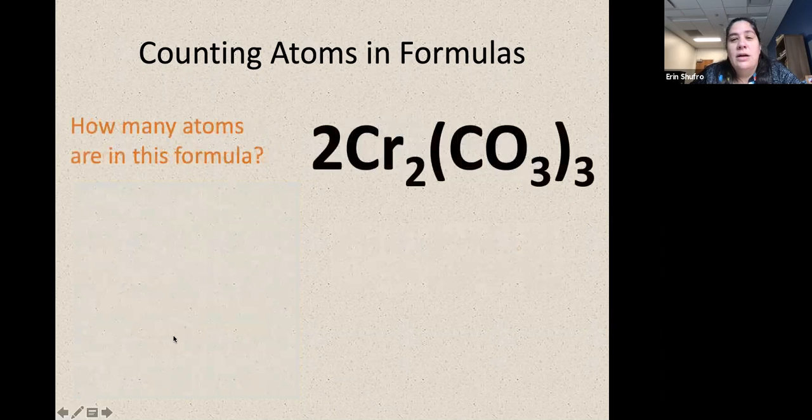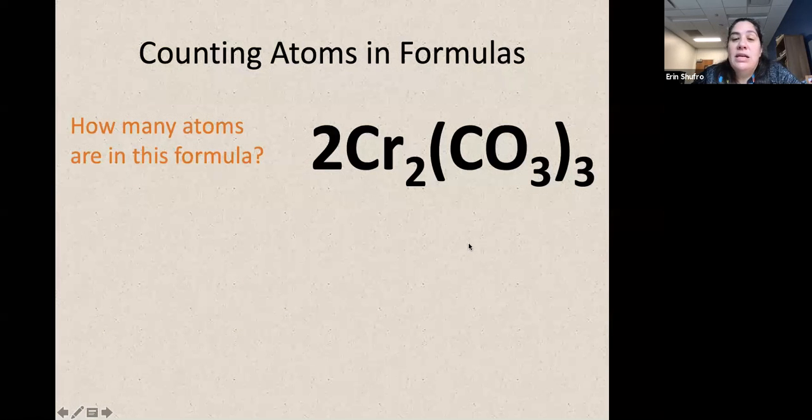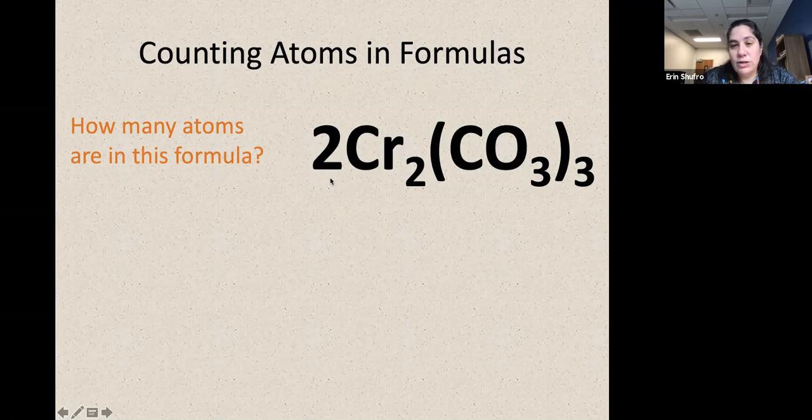All right. So tell me 2 things. First, how many atoms are in one molecule of this? Then how many total? So tell me first how many are in one molecule of Cr2(CO3)3, and then tell me how many total. So take a second, work that out on your scratch paper.